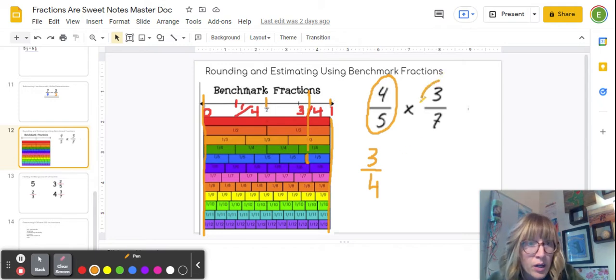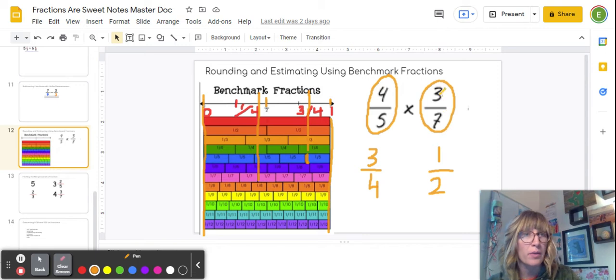So then we could say, all right, what about 3/7? Which benchmark is it closest to? Well, let's go to sevenths, 1, 2, 3 of them. We're going to go up. And it looks like it's definitely between 1/4 and 1/2, but it's closer to 1/2. You can also think about that half of 7 is 3.5, right? And 3 is just a little bit less than half.